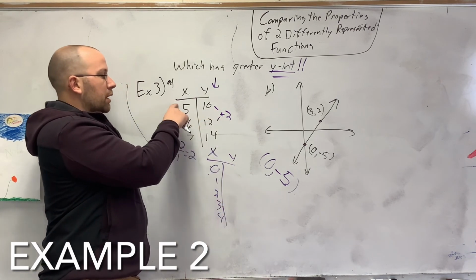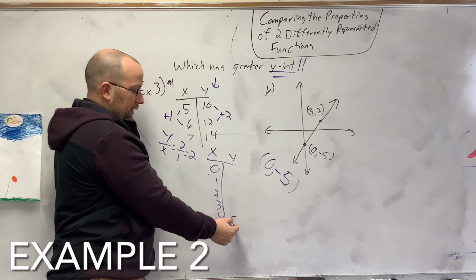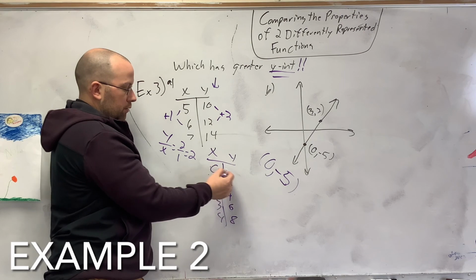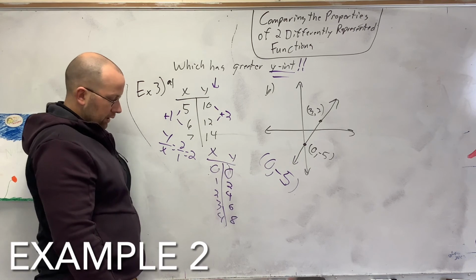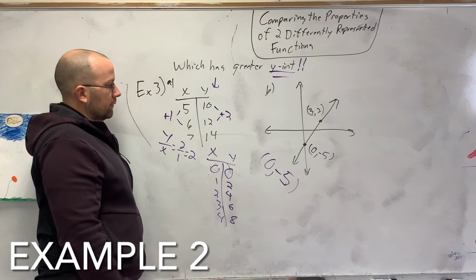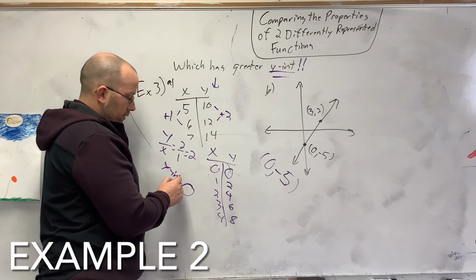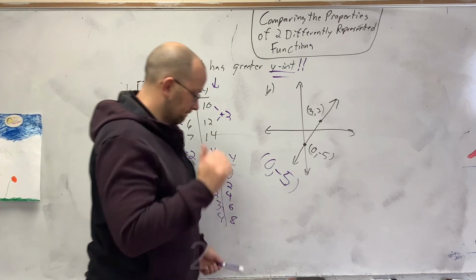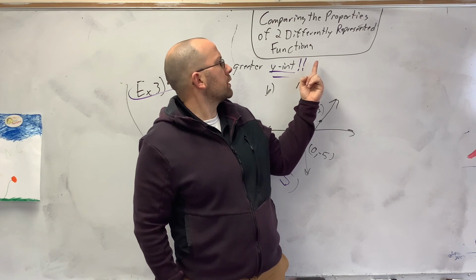Now, I know every time I go up one here, I go up one here. So if I went to 4, I'd go to 8. 3 to 6, 2 to 4, 1 to 2, 0 to 0. Yeah, because I went down 2 every time. There we go. So over here, my y-intercept is 0. So what's greater, 0 or -5? 0. So this has the greater y-intercept. All right, this has been comparing the properties of two differently represented functions.